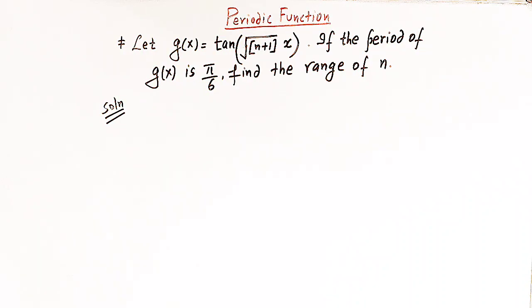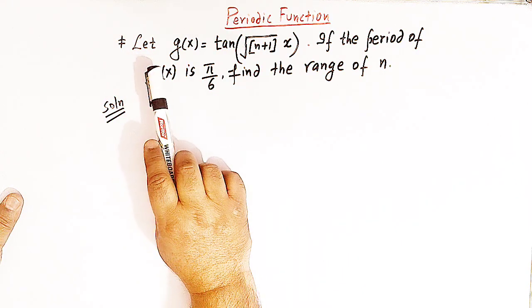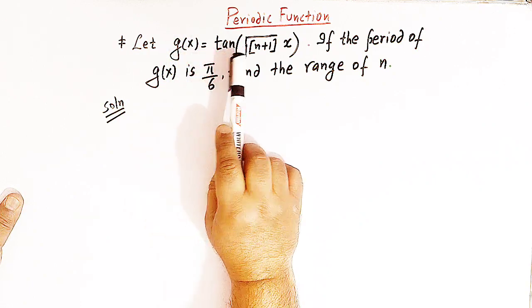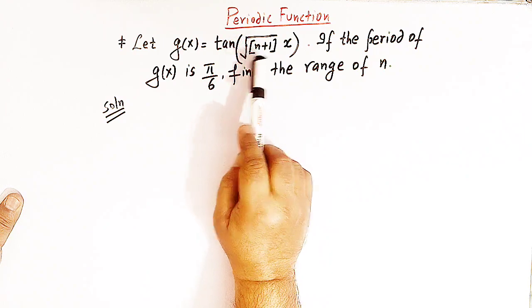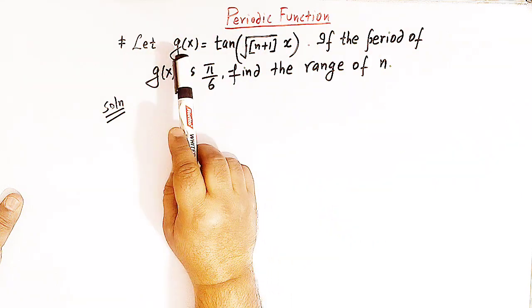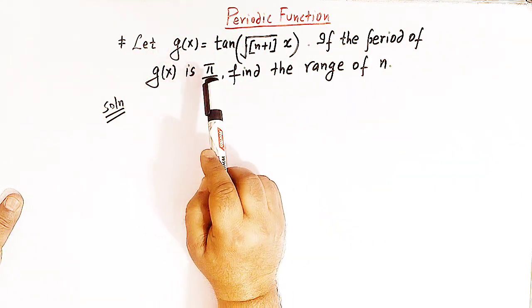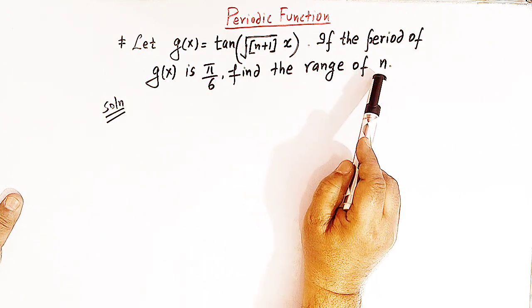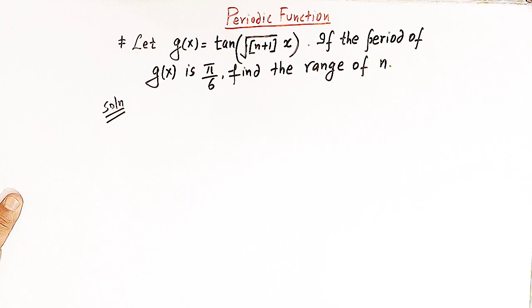Hello, viewers. In today's session, we are going to discuss a very important and conceptual problem from periodic functions, right? Here we are given a function g of x equal to tangent of the square root of the greatest integer of n plus 1, times x, and if the period of this function g of x is given to be pi by 6, then we have to find the range of this number n, right?